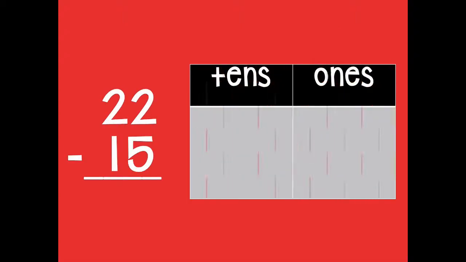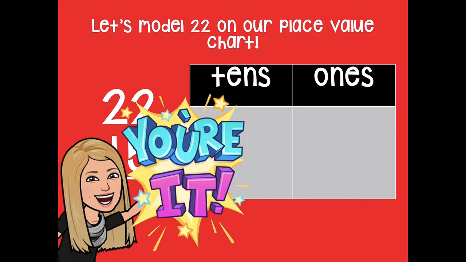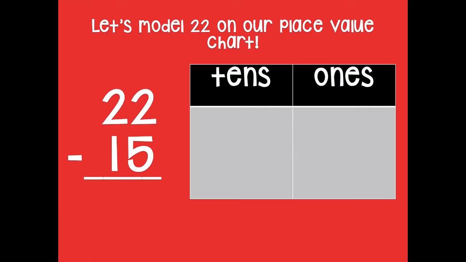All right, friends, 22 minus 15. So here's our place value chart. We're going to model 22 on your place value chart and then subtract. Okay, so now this is the time you've all been waiting for. You get to pause the video and you get to solve this problem on your own using your place value discs, place value chart, or drawings if you need to. Okay, so pause the video, solve 22 minus 15, and then click play when you're ready to go over it together.